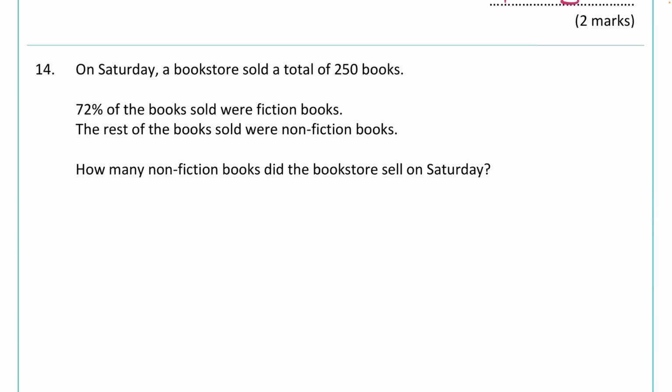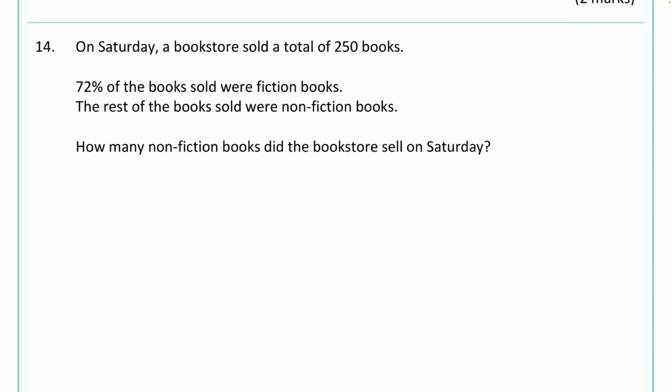For question 14, it says on Saturday, a bookstore sold a total of 250 books. 72% of the books sold were fiction books. The rest of the books sold were non-fiction books. How many non-fiction books did the bookstore sell on Saturday? Now, there's 2 ways we could approach this. We could work out the 72% that were fiction books and take it away from the total, or we could work out the percentage that are non-fiction and then just work that percentage out.